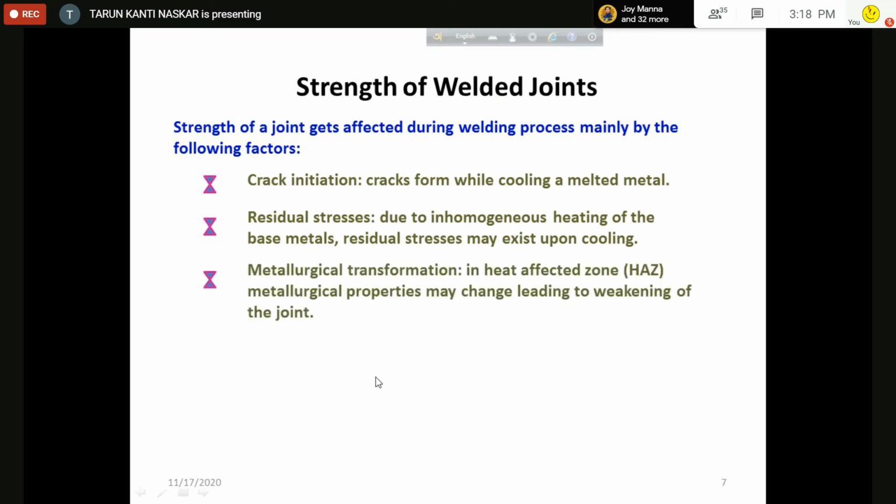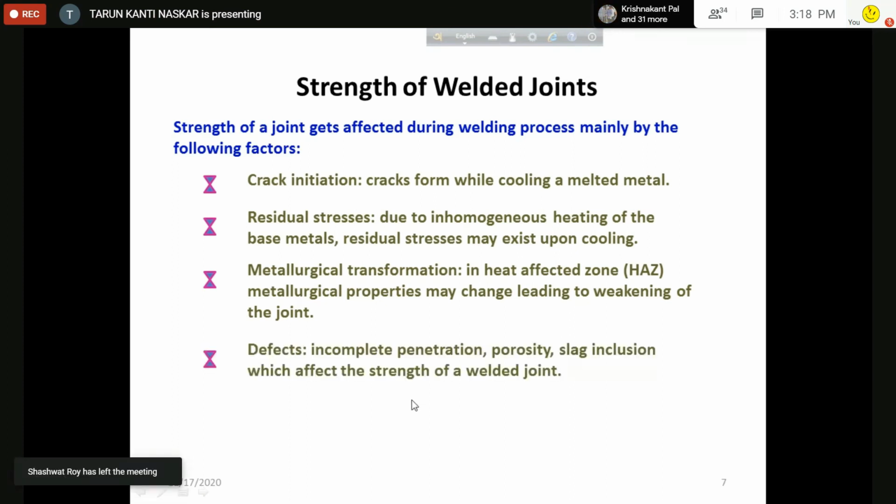Metallurgical transformation. In heat affected zone, metallurgical properties may change leading to weakening of the joint. Obviously you know the iron carbon diagram. So metallurgical property will change when heat is applied. Okay.